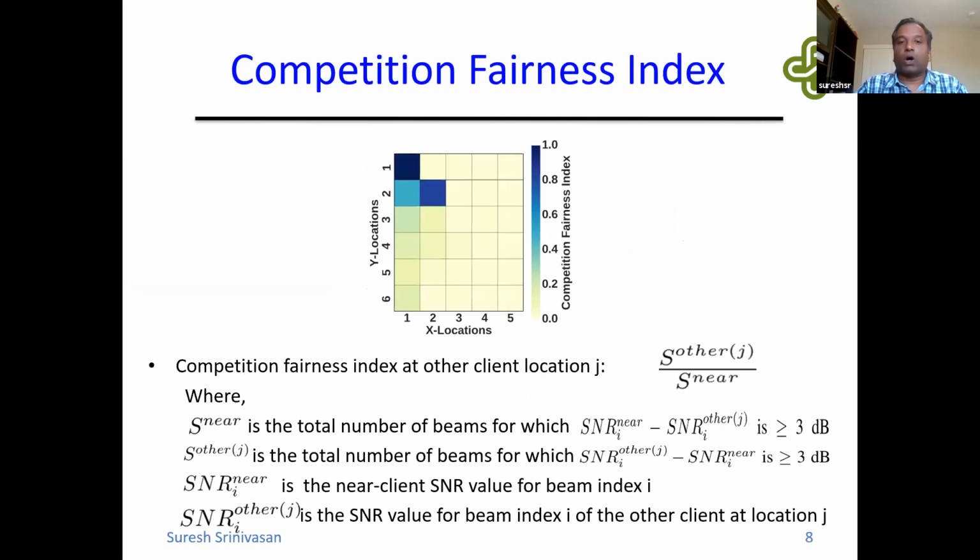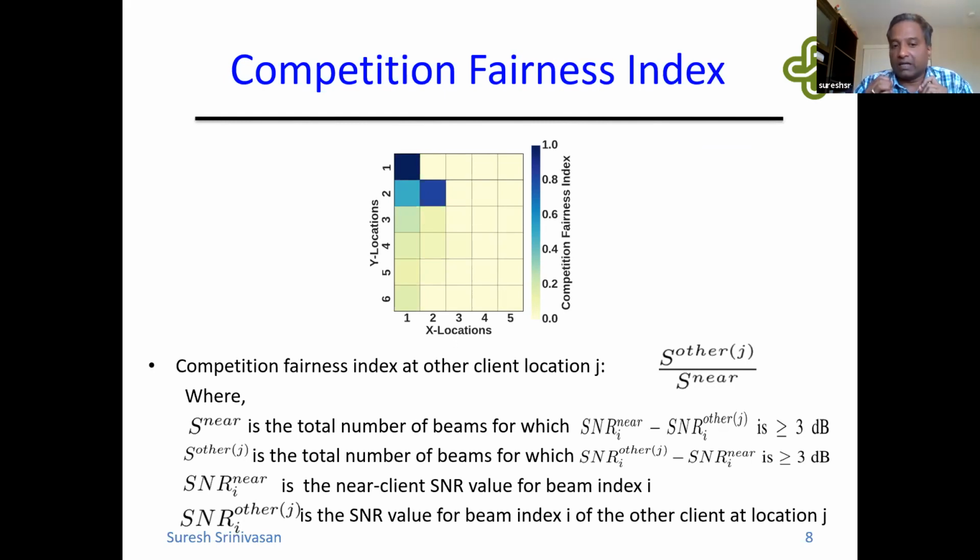Now, how do we quantify this unfairness, that is, the contention unfairness? We use a metric called the contention fairness index, for which we set up an AP in grid number 1, which is an AD7200, place a client in grid 1,1 and let it connect to the AP and record the SNR at the AP. We then place a far client in different locations X, Y and record the SNR received at the AP. Once we get all the SNRs of the beams, we compute the contention fairness index using this equation, S_other of J divided by S_near.